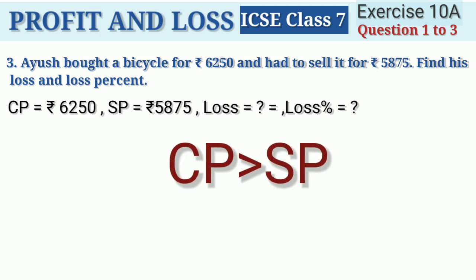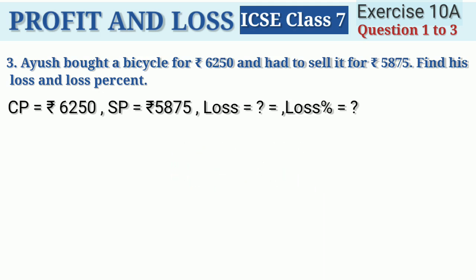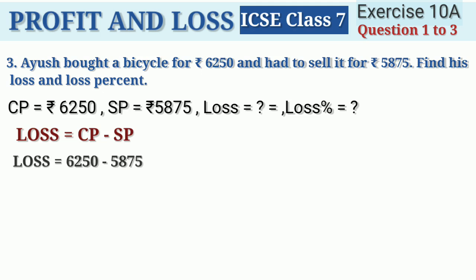In this case, cost price is more than selling price. That means definitely he made a loss, and formula for loss is CP minus SP. Let us first calculate loss. Loss is equal to 6250 minus 5875, and this comes to 375.